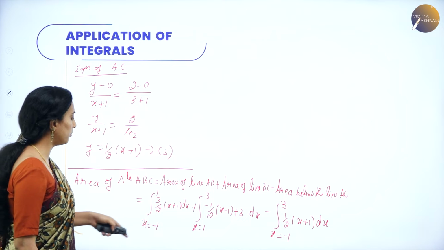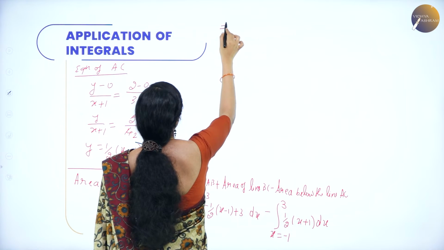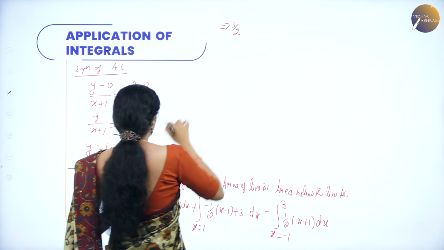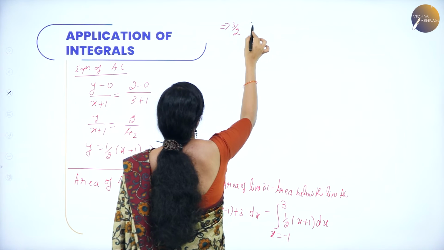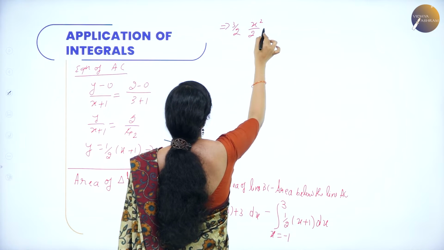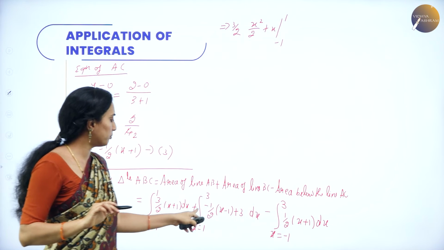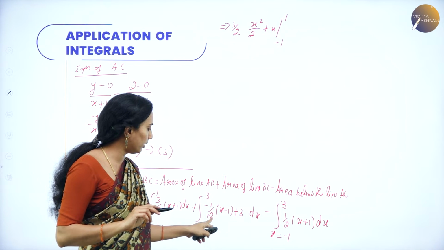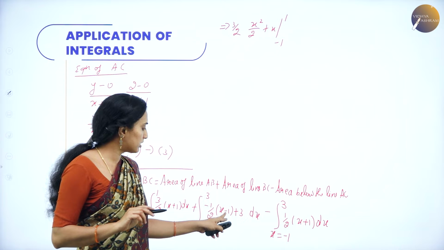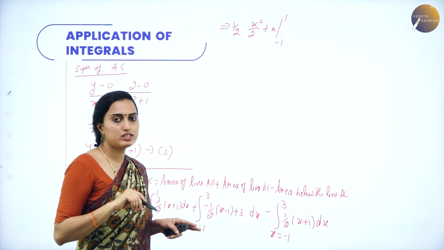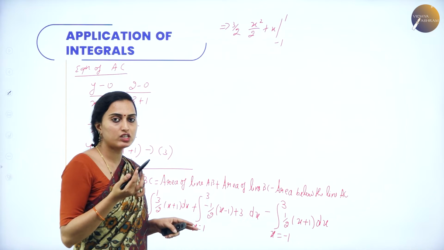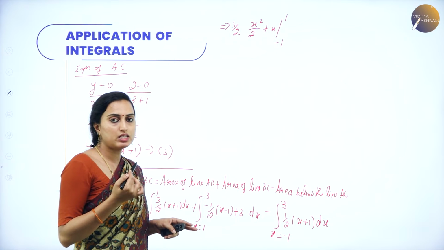So you can take 3 by 2 as common, here 3 by 2 as an outside constant. X into dx is x squared divided by 2, plus 1 into dx is x, from the limit -1 to 1. So I am doing the simplification here. -half into x, minus into minus is plus half, plus 3. Half plus 3 is nothing but 2 3s are 6, so 6 plus 1, 7 by 2.